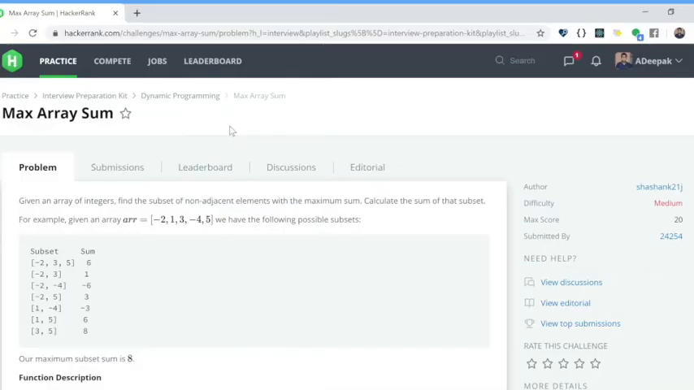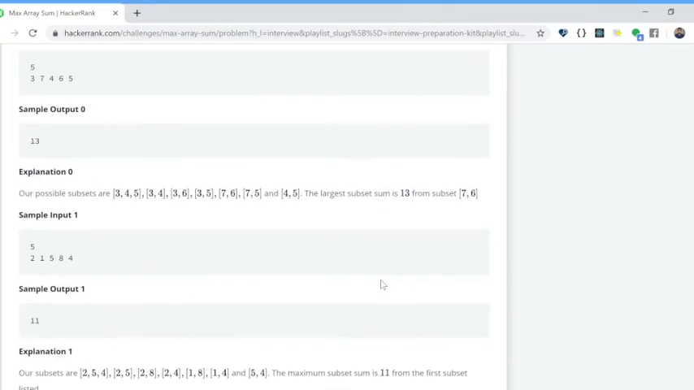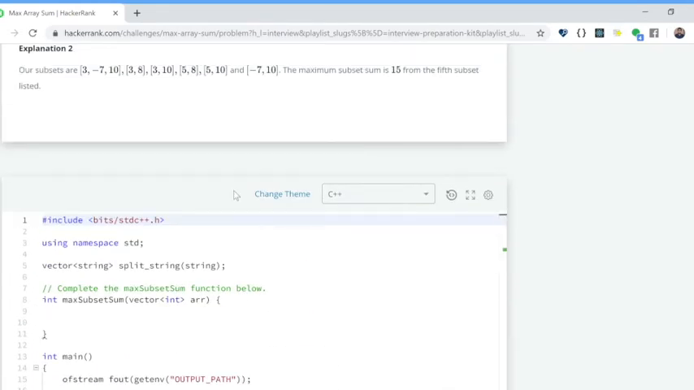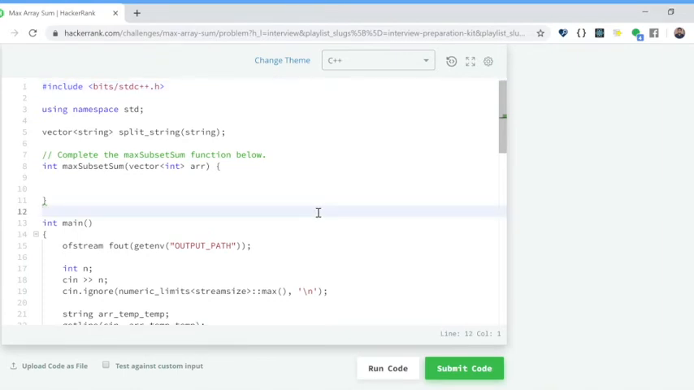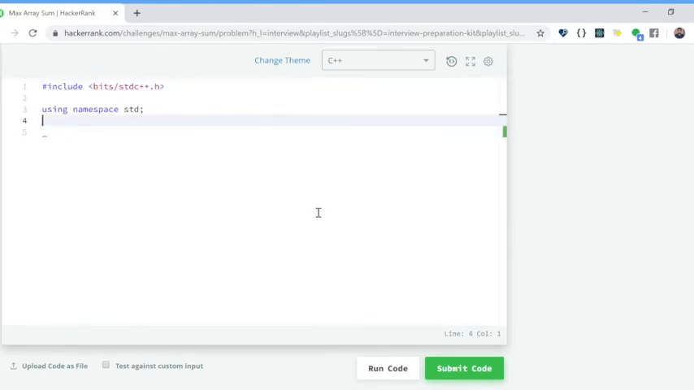So the problem we are discussing today is from the platform HackerRank and it's Max Array Sum. So I hope when you guys get some time you can give it a try on HackerRank. So let's try to code out the solution using the recurrence relation we just found out. So I'll remove the pre-coded stuff and start coding it freshly.